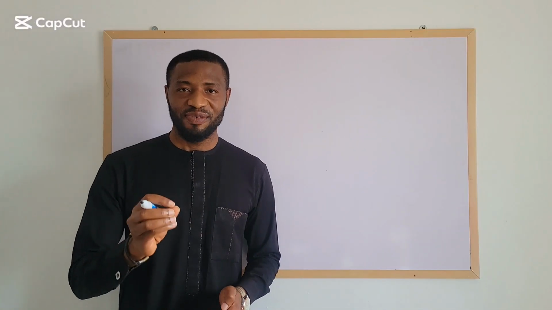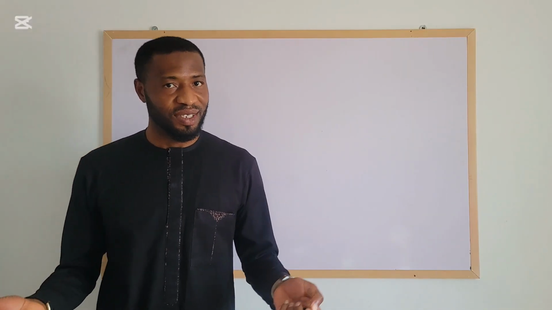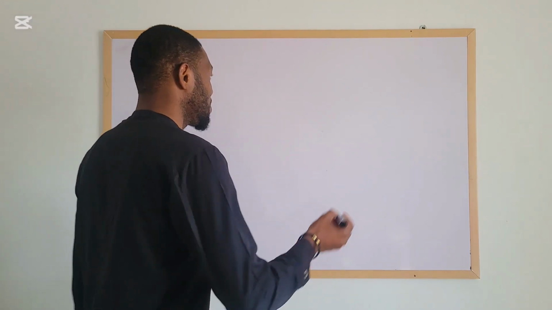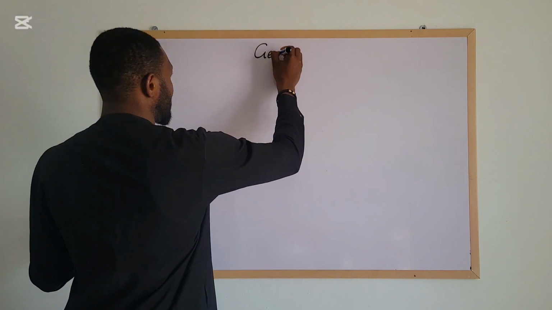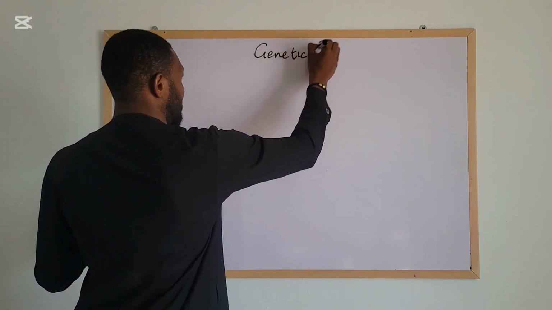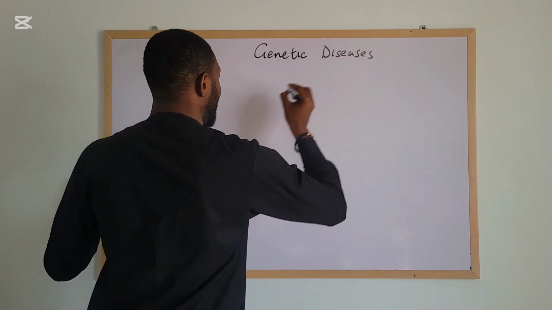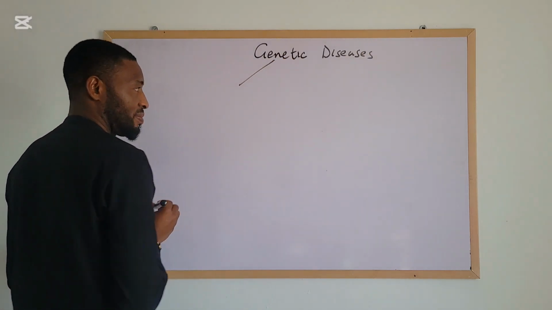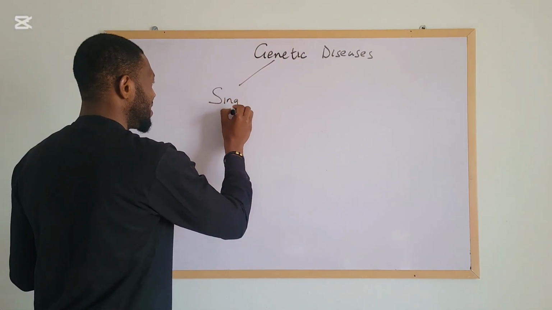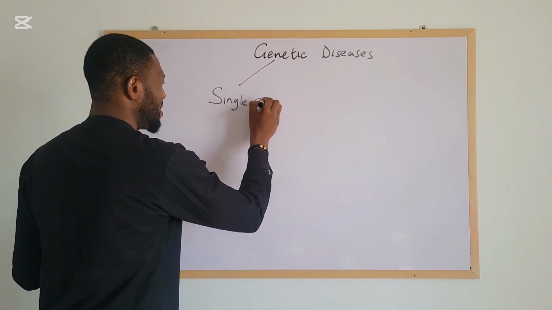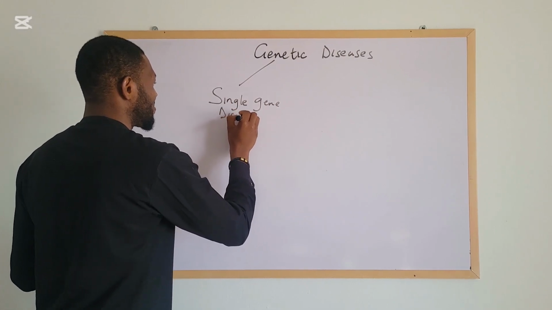Now we will be classifying genetic diseases in a way that we can understand them. Okay, so genetic diseases can be classified into three. Okay, the first classification will be single gene disorders.